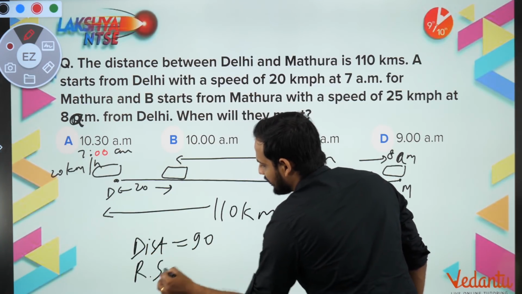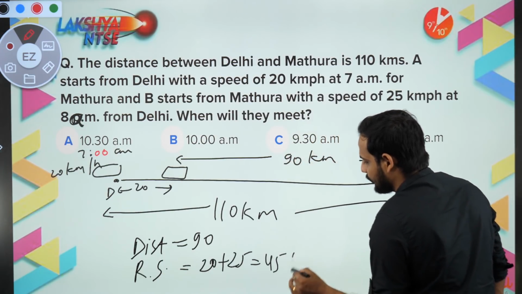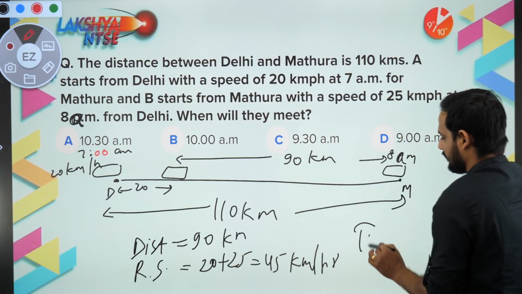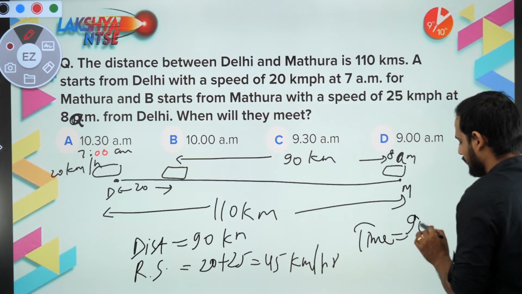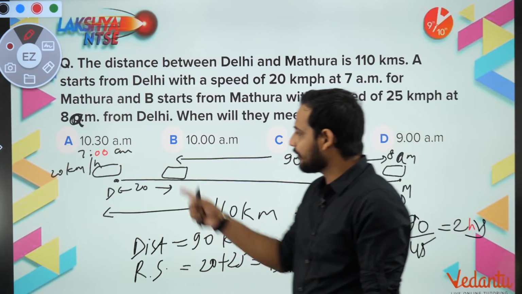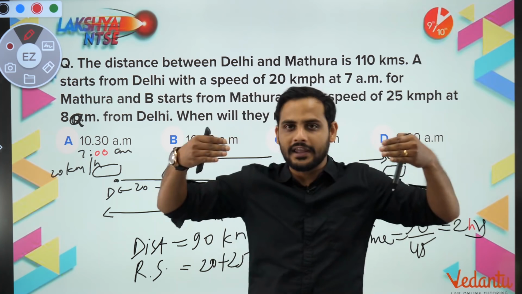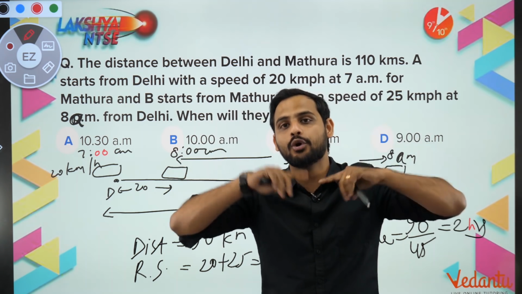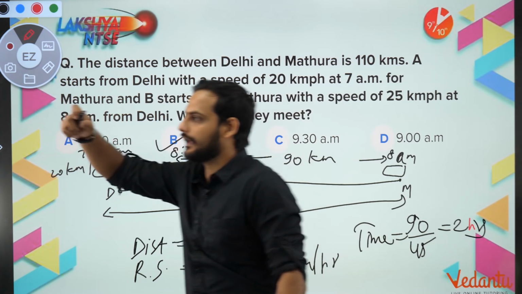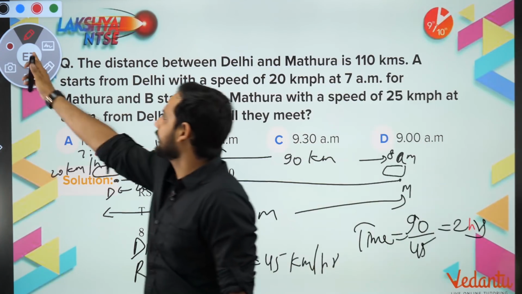Relative speed will be nothing but 20 plus 25, which is equal to 45 km per hour. So time taken by them to meet will be 90 upon 45, which is equal to 2 hours. So 2 hours from what? See, we are calculating their common time from 8 a.m. So from 8 a.m. it would take them 2 hours more to meet. So from 8 a.m., 2 hours more means what? 10 a.m. So this is how the questions are solved. 10 a.m. will be the correct answer.